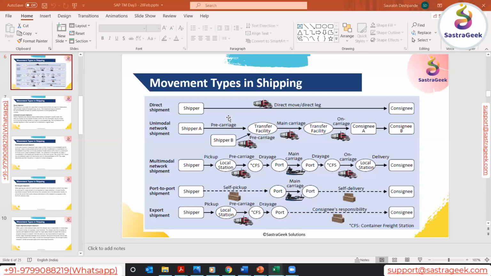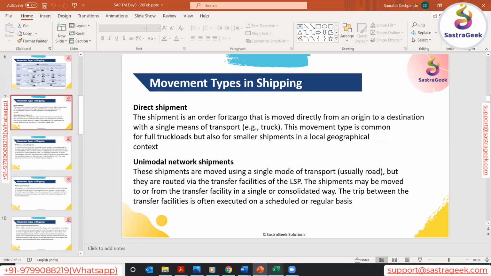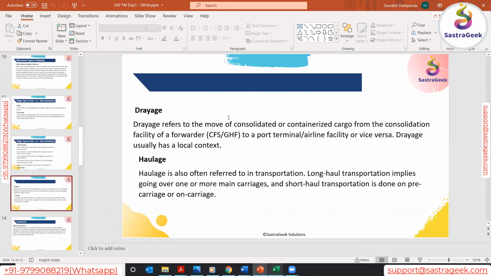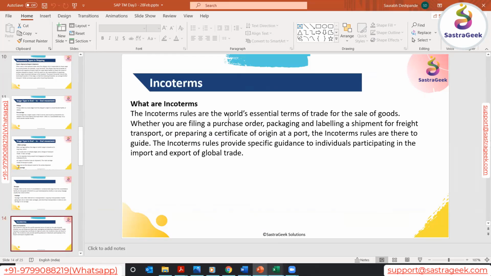Clear till here? Yeah. Hello? Yeah, it's clear. So moving on to the pre-carriage, main carriage. Any questions? Pre-carriage, main carriage, on carriage.